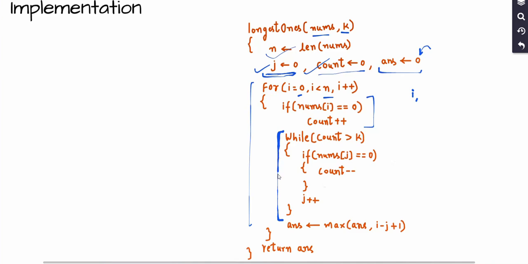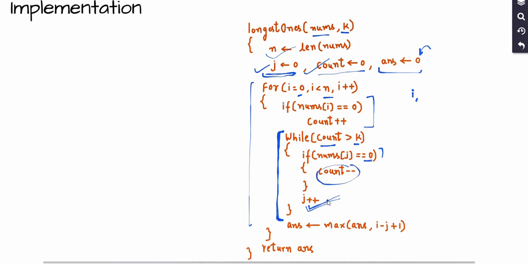So when do we have an invalid window? When the number of zeros in the current window exceeds the limit. In that case, I'm moving my left pointer towards the right. And here whenever I encounter 0, I'm excluding that 0 from the current window. I'm decrementing my count variable by 1.